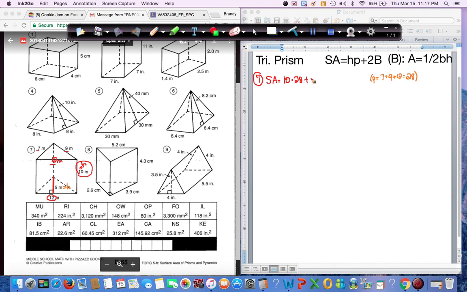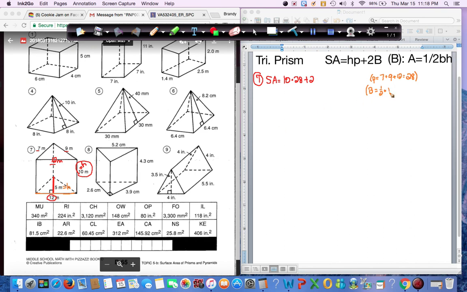Now we're going to add that to the area of the two bases. So I have two triangles that I need to find the area for. Again, to find the area of a triangle, it's half the base times the height. So for my big B, I have to say 1/2 times my base, and the base of your triangle, again, is the 12, right? It's this right here. Is it pretty straight line? So this is the base of both triangles, and then they're telling you that the height is 5.